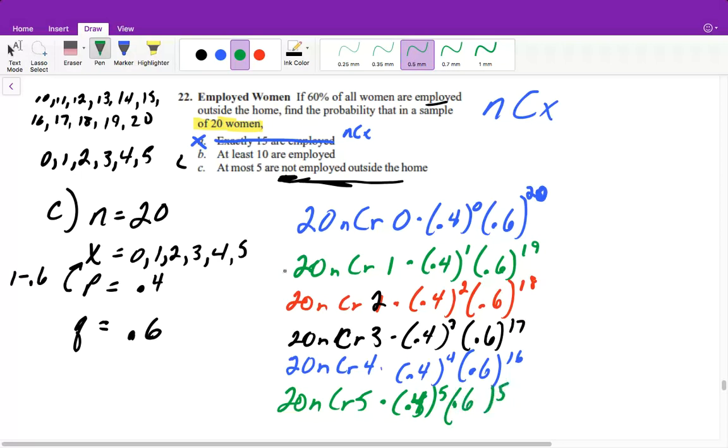Now, the good thing about this one is if you did B, you actually didn't need to do C again, because you already would have done all these, because we already did that at most, or at least 10 are employed. So that means we already should have calculated these had you done B. Now, since I didn't do B or it's not on the screen, I had to redo it. And then we would multiply these out and then add all of them together. And this will give us a final answer of 0.125.